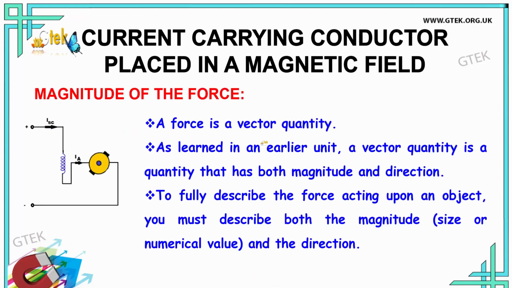Force is a vector quantity. First of all, we are going to analyze the magnitude of the force. As learned in an earlier unit, a vector quantity is a quantity that has both magnitude and direction. To fully describe the force acting upon an object, you must describe both the magnitude, that is size or numerical value, as well as the direction.